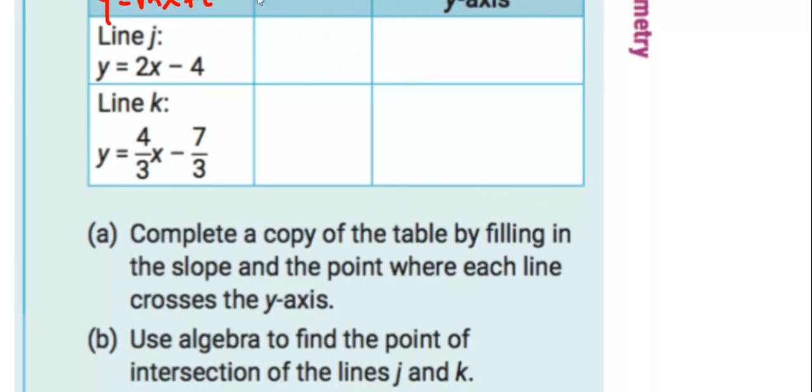So look at this, right? If I bring the 2x over the other side, what happens here? I get minus 2x plus y equals. Would you be happy enough with that? Yeah? Happy enough with that? Okay. I don't like the fractions.